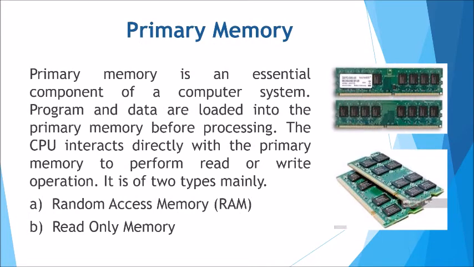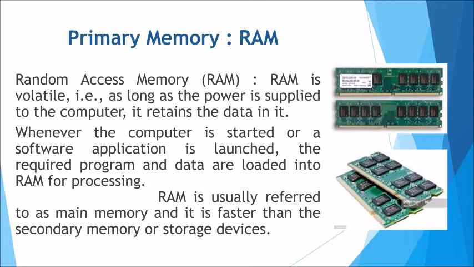Primary memory. Primary memory is an essential component of a computer system. Programs and data are loaded into the primary memory before processing. The CPU interacts directly with the primary memory to perform read or write operations. It is of two types, RAM and ROM. RAM. RAM stands for random access memory.